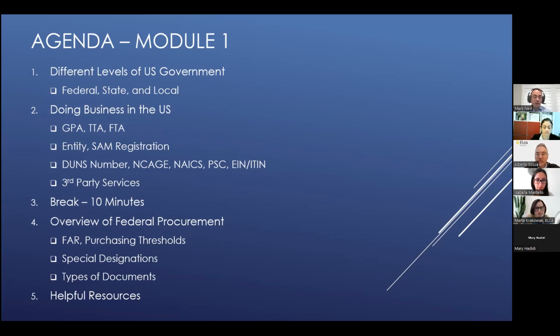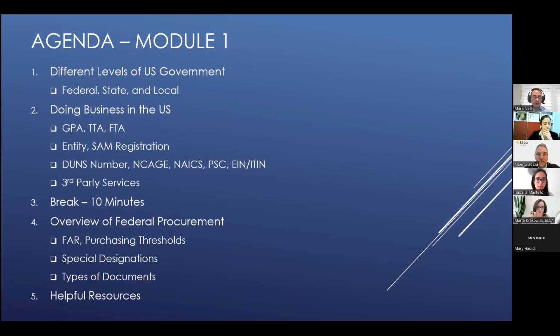And then how do you put this on easy mode? How do you get some third-party help? Because obviously not everyone's an expert in this and some people are. We'll take a little bit of a break because by then you'll need one. And then we'll move into the actual federal procurement.